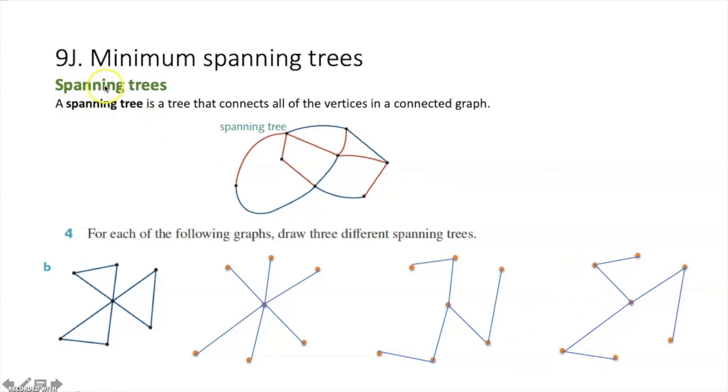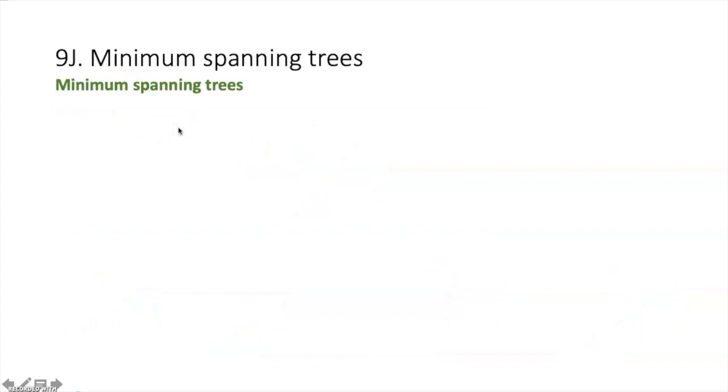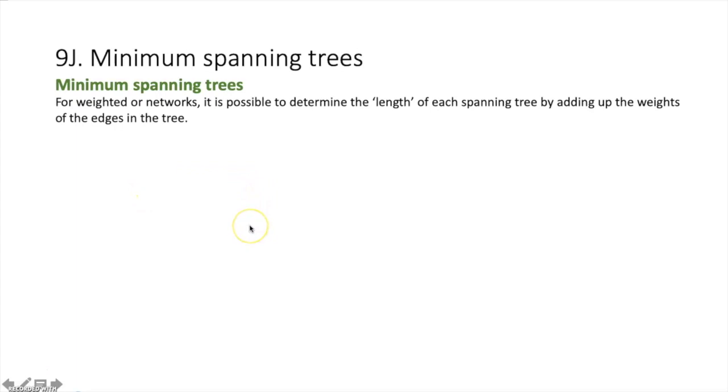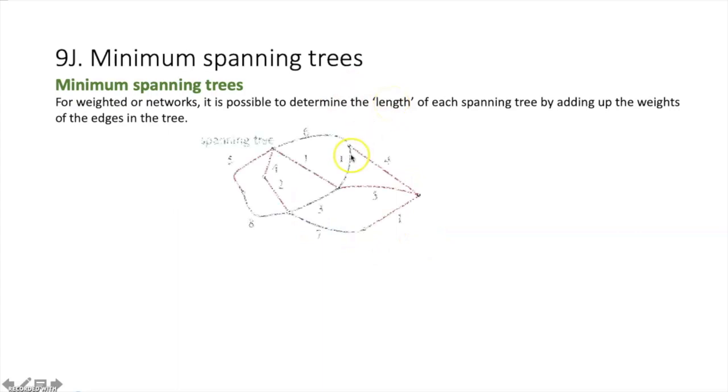Once we understand spanning trees, let's move on to minimum spanning tree. From the name, you probably could tell that for minimum spanning tree we will need to apply our understanding of weighted graphs and networks. For weighted graphs or networks, it is possible to determine the length of each spanning tree by adding up the weights of the edges in the tree. So from the previous video you learned, the weights will be the numbers that are attached to each of the edges.